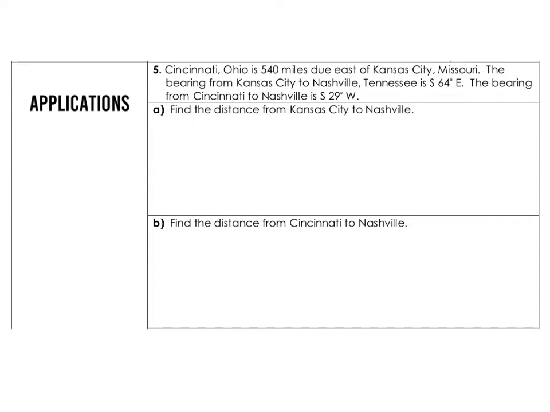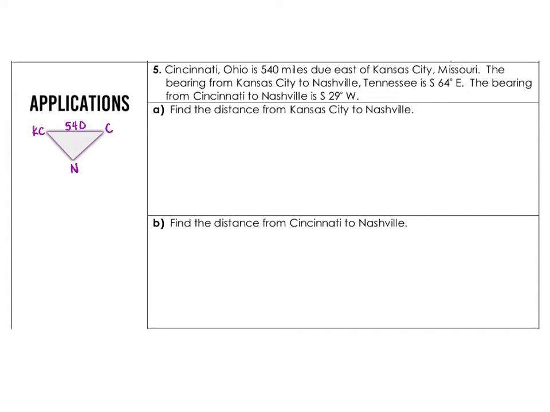Okay, for our first application problem, let's go ahead and draw our triangle. Again, these triangles are not going to be right triangles, so be careful when sketching those. Now, for the first part, we're told that Cincinnati, Ohio is 540 miles due east of Kansas City, Missouri. The bearing from Kansas City to Nashville, Tennessee is south 64 degrees east. So let's label just that information. Kansas City would have to be over here, and the distance from Kansas City over to Cincinnati is going to be 540. Now notice that the information about Nashville, Tennessee is south, and it's 64 degrees east.